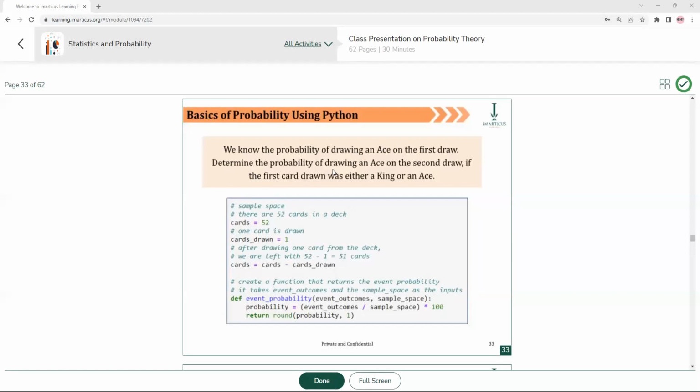So we have to determine the probability of drawing an ace on the second draw, if the first card drawn was either a king or an ace. तो आपने एक कार्ड ड्रॉ कर लिया तो बचे हुए कितने कार्ड्स हैं आपका? 51, right? So how many aces are there divided by the total sample space that you have into 100? करो इसको.